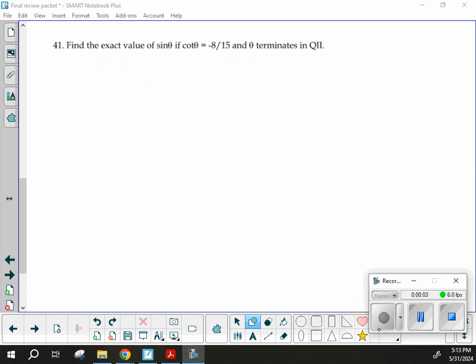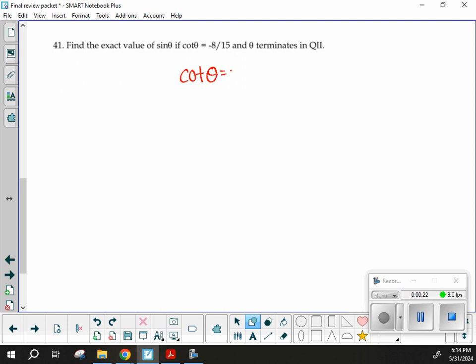This video goes along with number 41 from the final review packet. We have a little bit of information given to us about cotangent of theta. We're going to try to find sine of theta. We need a diagram. So remember, cotangent is the reciprocal of tangent.